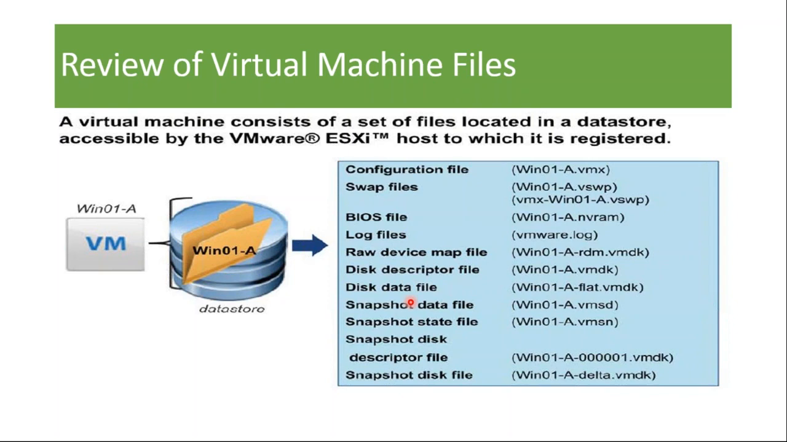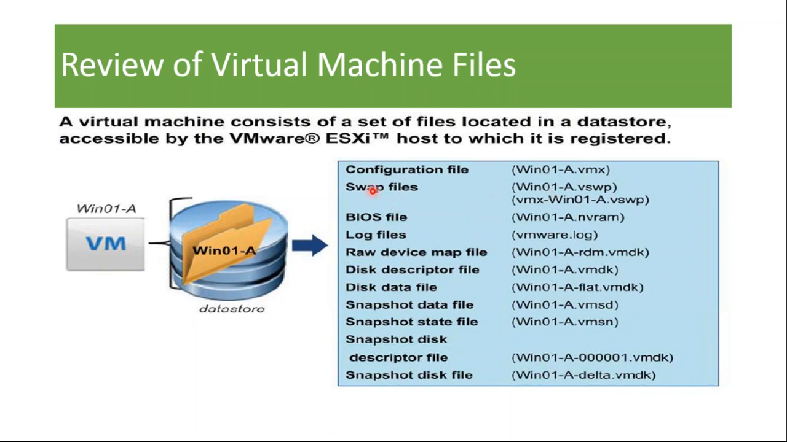A virtual machine consists of a set of files located in a data store accessible by the VMware ESXi host to which it is registered. Whenever you provision a virtual machine, the virtual machine related files will be stored in a data store. It might be a local or shared data store. In that, your virtual machine folder will be created during the provisioning. At the same time, you can see the following configuration files in that folder.